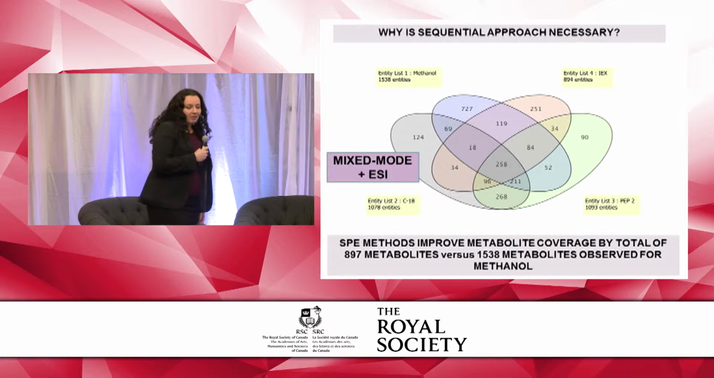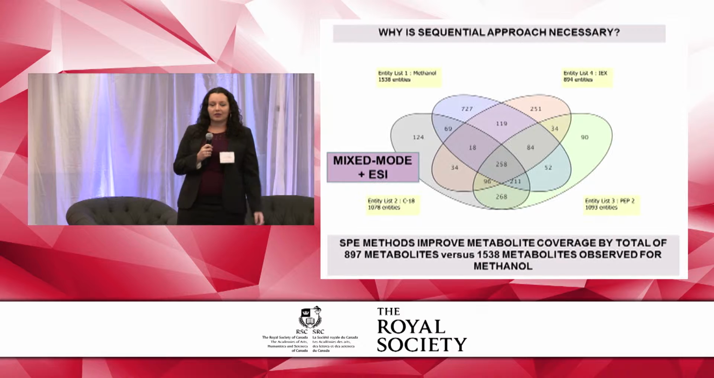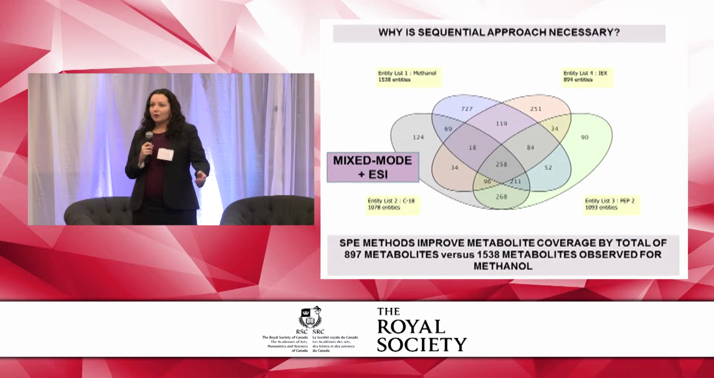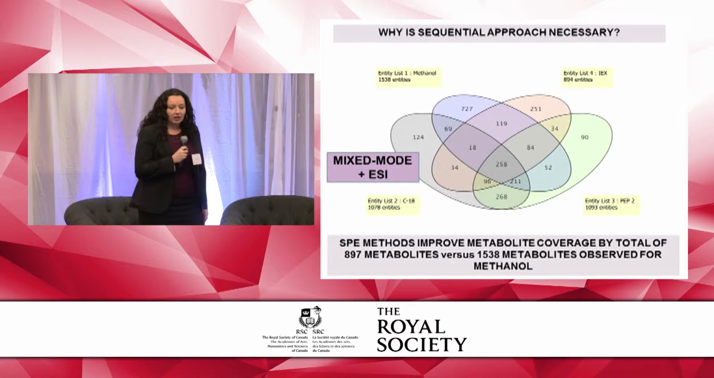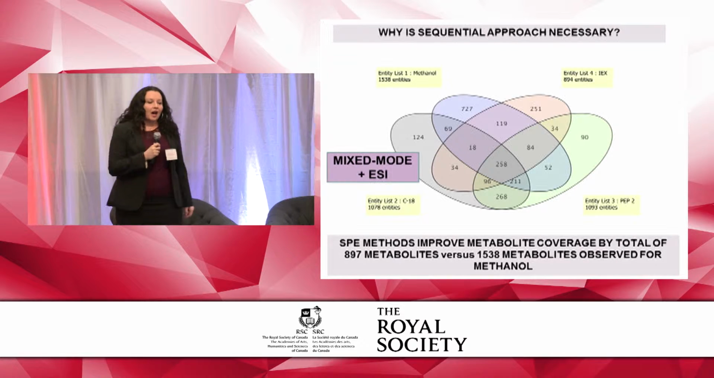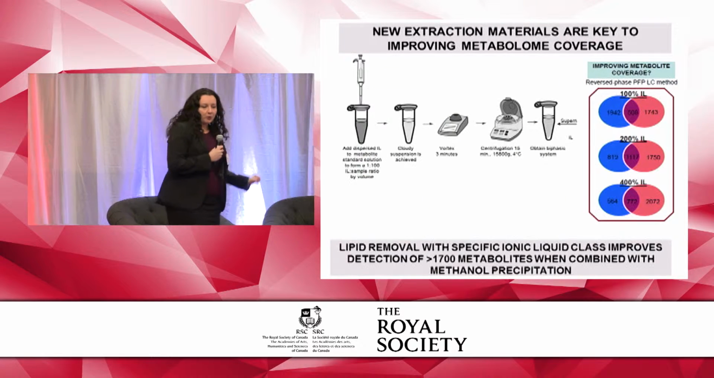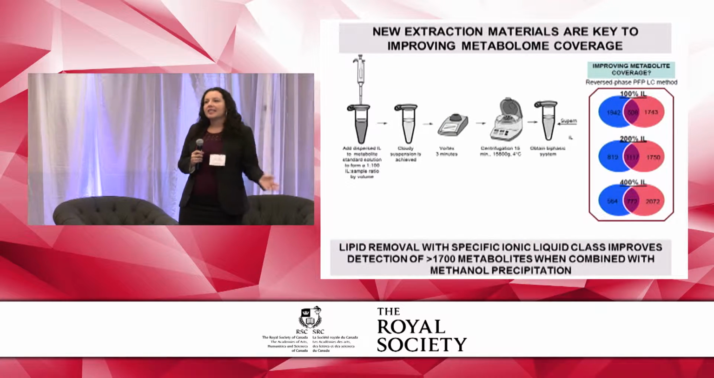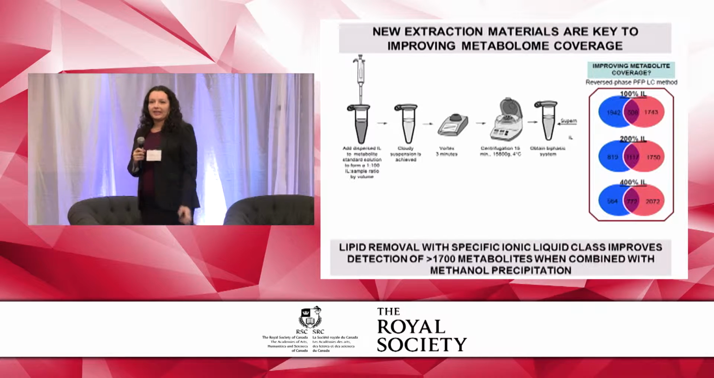You can ask me then, well, why don't we just throw different extraction methods onto the same sample? And yes, if you do this, you can achieve some improvement in metabolome coverage. In this particular example, I can see an extra 900 metabolites if I quadruple my workflow, so if I use 4 methods rather than 1. This is where new extraction materials really can come and help us.